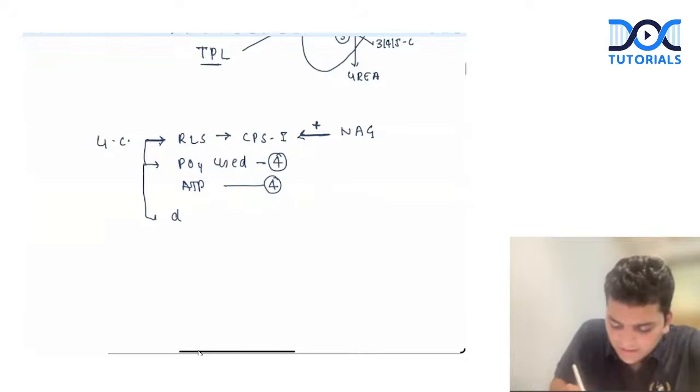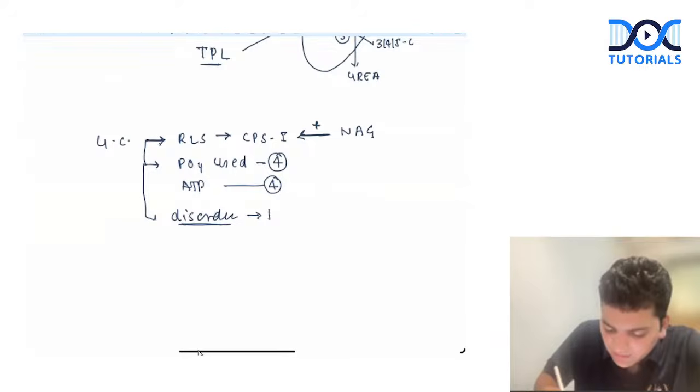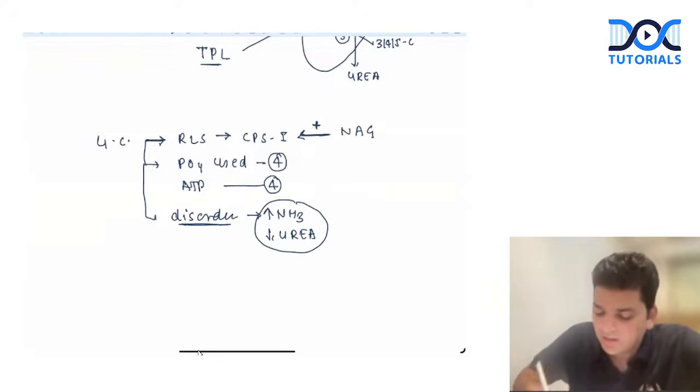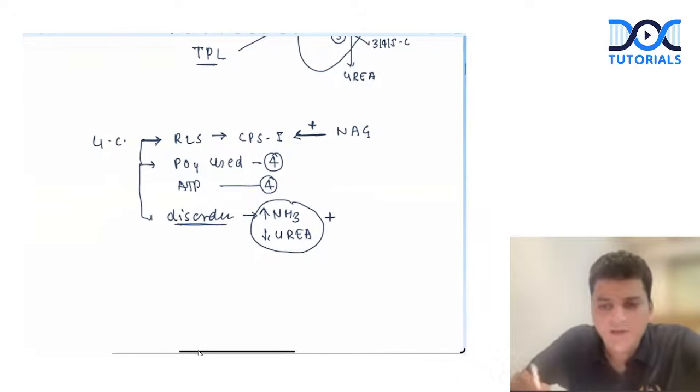Then come the urea cycle disorders. Whenever there is a urea cycle disorder, the ammonia will be more and the urea will be less. In any MCQ, if you see this combination, ammonia more and urea less, it's going towards a urea cycle disorder. But along with that, you have to find the additional features.